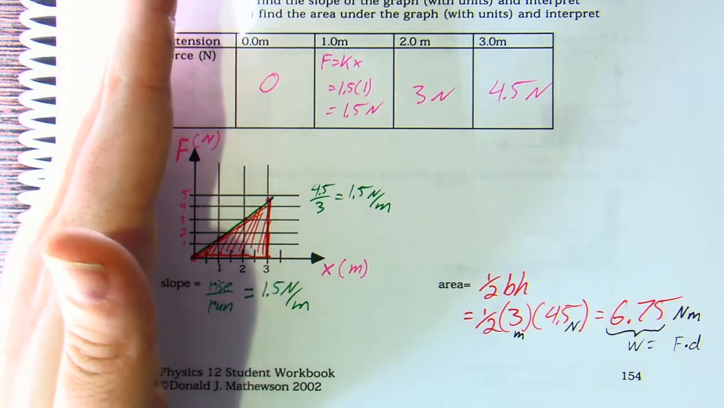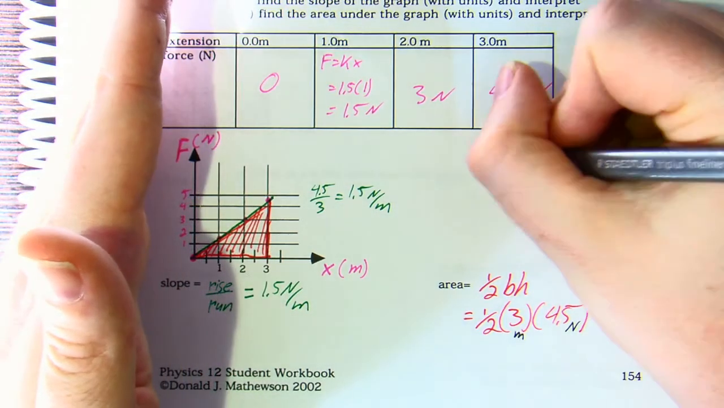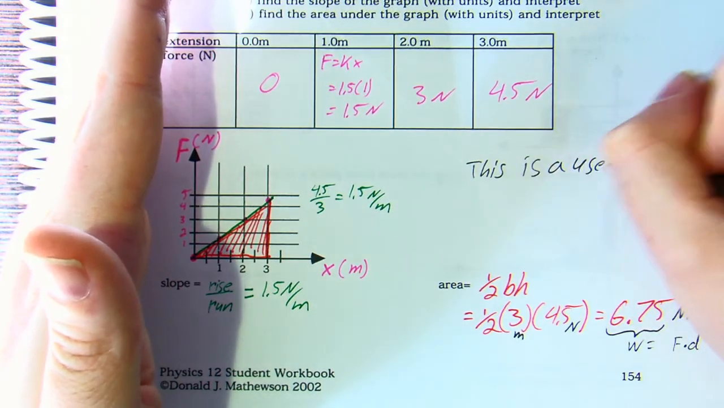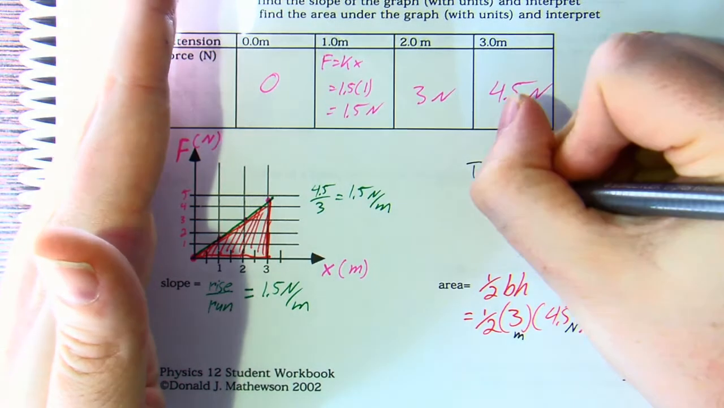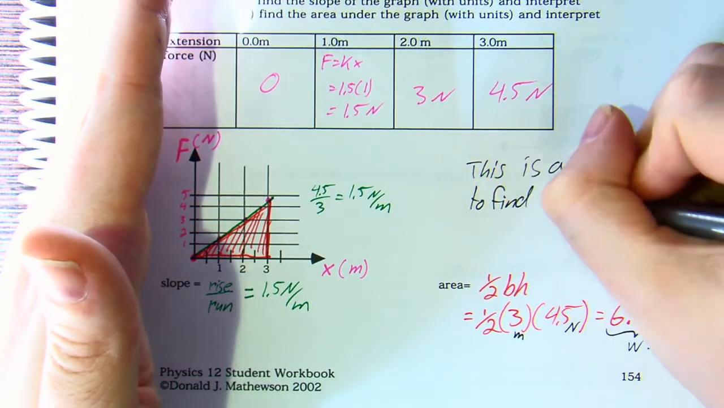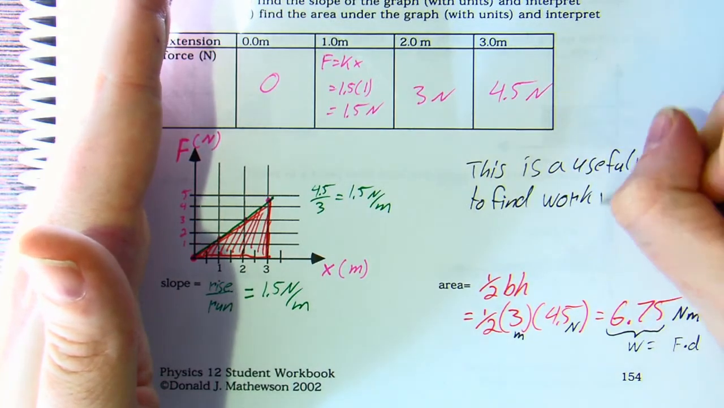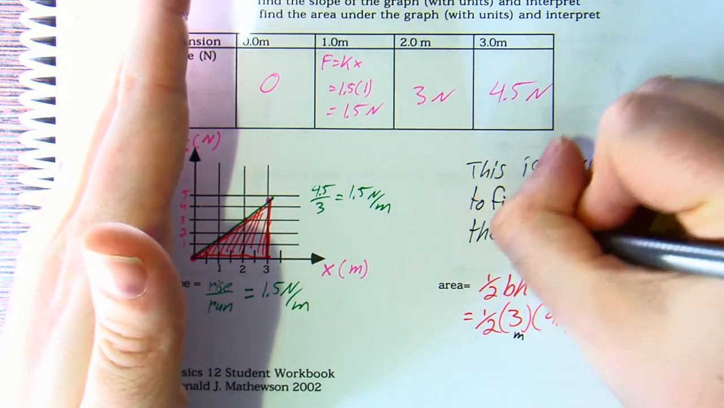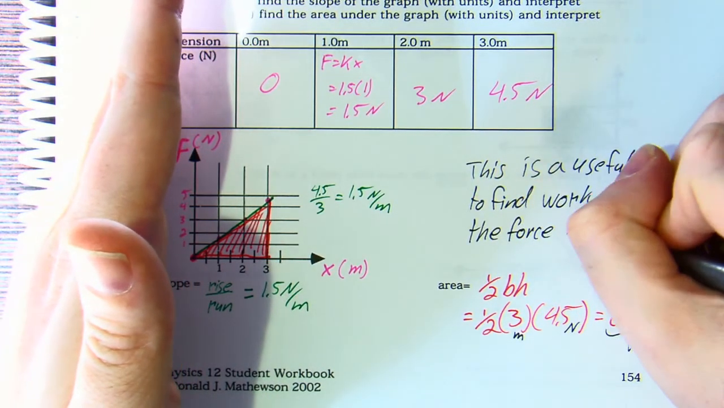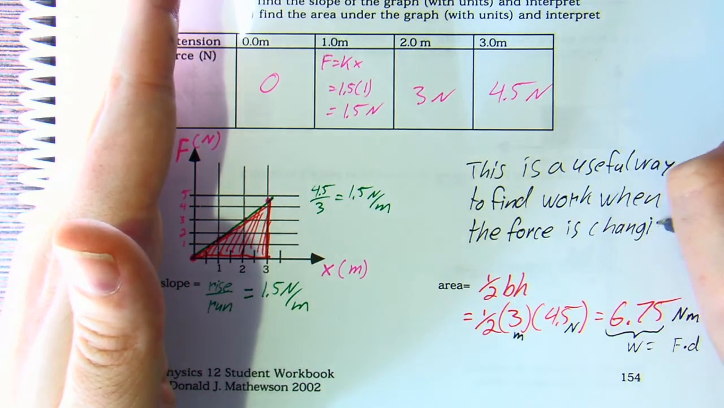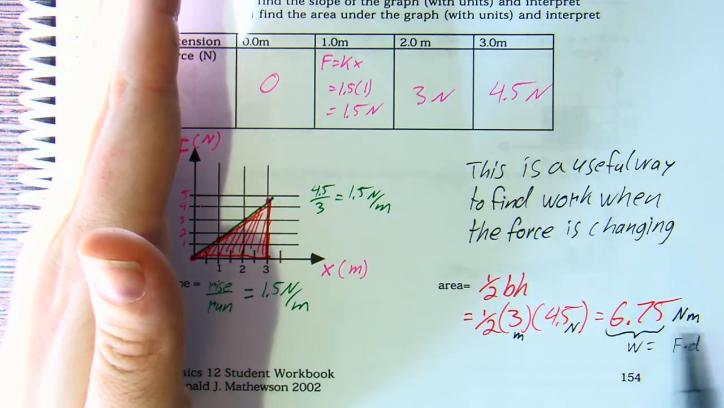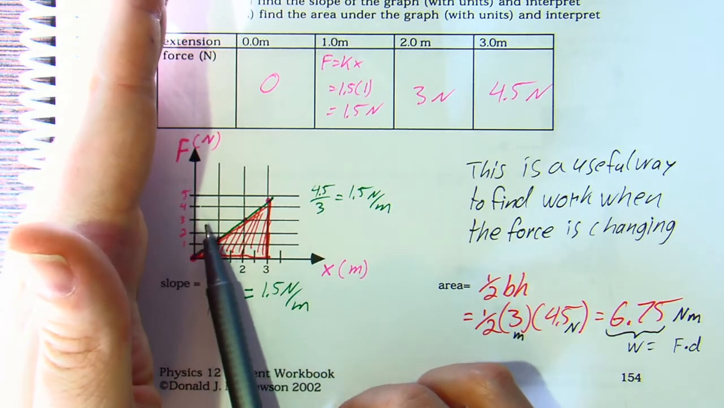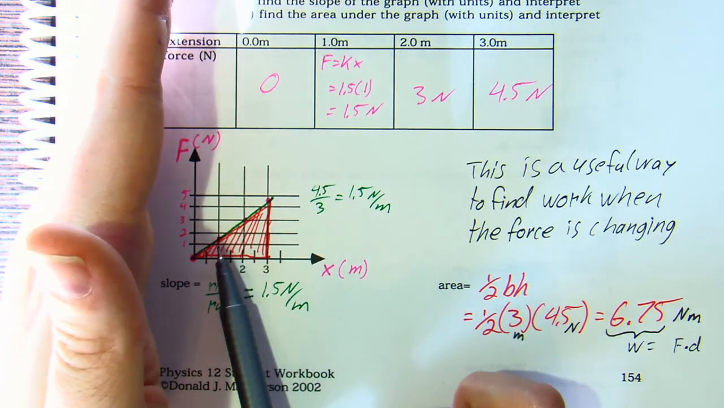So this becomes useful when, let's write this down here. This is a useful way to find work when the force is changing. Normally, if we look at the expression for work equals force times distance, but what do you do if the force is increasing as you go? Well, in this case you could graph it. If you graph it, you find the area under the curve.